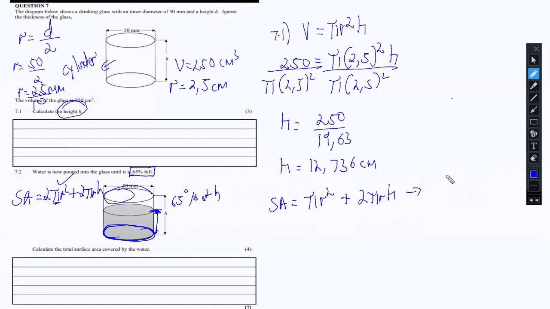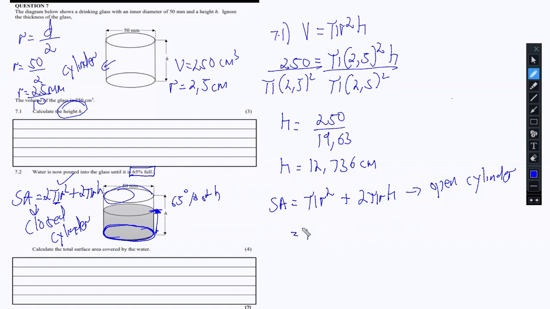So always note that this is the surface area if you have an open cylinder, right? If you have an open cylinder, this will be the surface area of that cylinder. And then this one, if you have 2 pi r square plus 2 pi rh, that means you have a closed cylinder. So always note that the surface area for an open cylinder does not include the 2 here. The surface area for a closed cylinder does have the 2 over there.